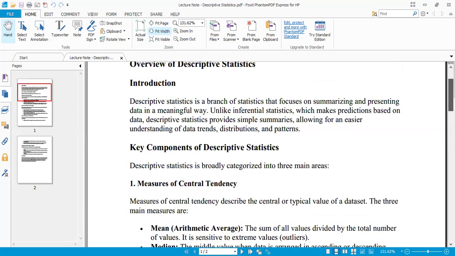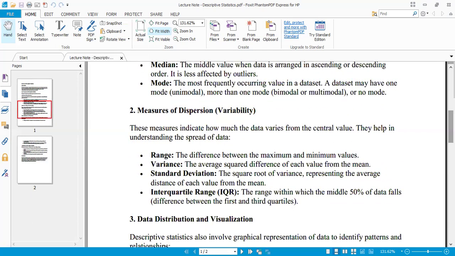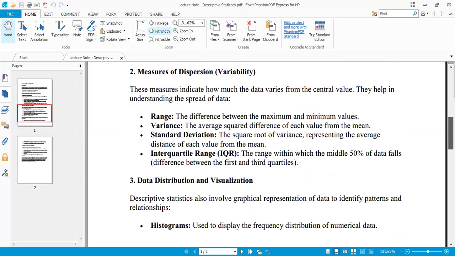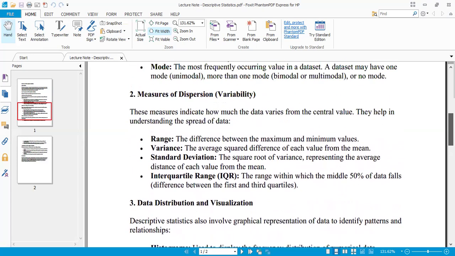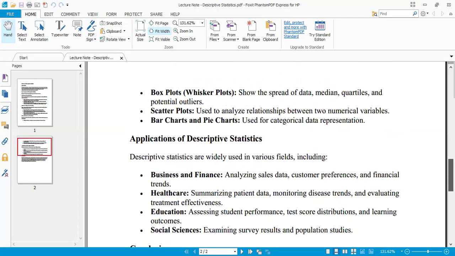Don't forget we are dealing with descriptive data. We are trying to describe data. How do we describe data? That's the beginning of the journey to becoming an analyst. So we have talked about measures of central tendency and measures of dispersion. Then we have data distribution and visualization, which is also a very important aspect.